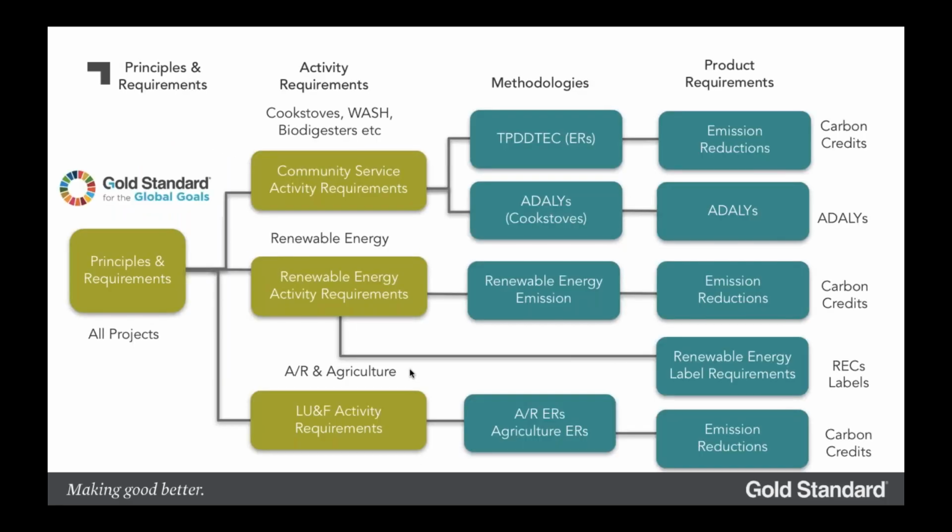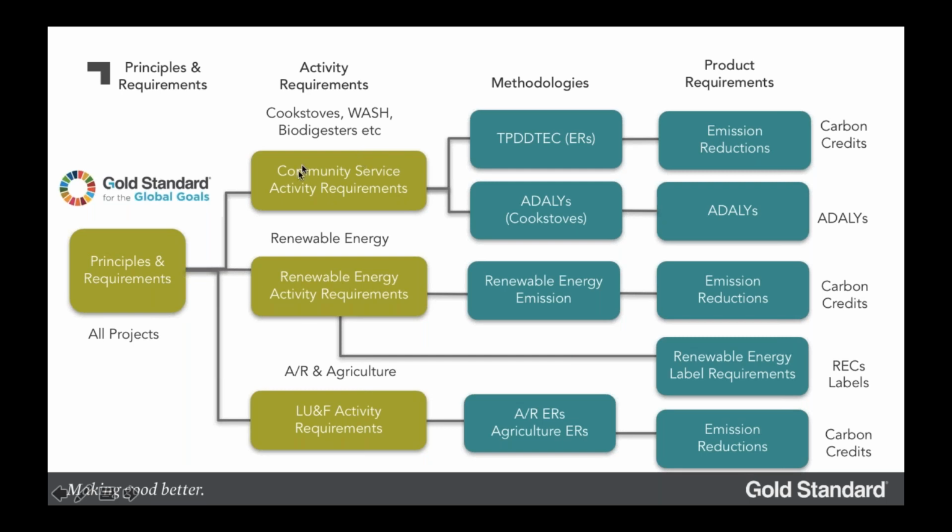Just as a slightly busy slide, but just to show how that pathway might play out for different project types. Working left to right there, the green boxes are mandatory, and obviously the blue, the flexible options. So every project starts with the principles and requirements document on the left-hand side. And then if you have an activity requirements document relevant to what you're doing, you would apply that as well. And as I say, that's really for community, renewable energy and land use projects specifically.